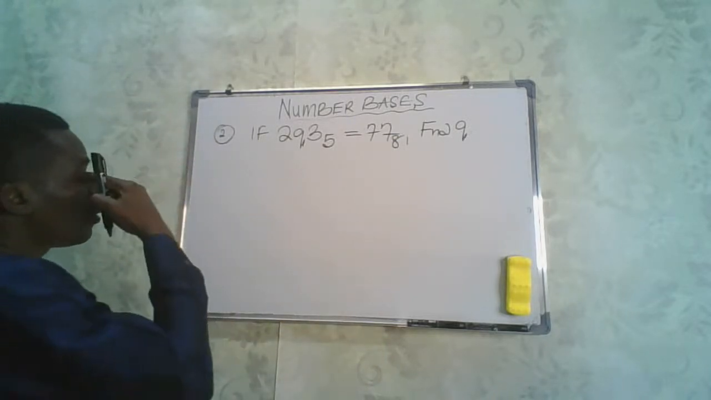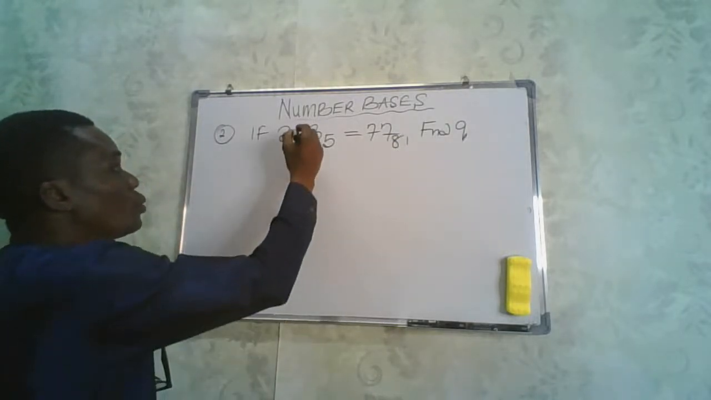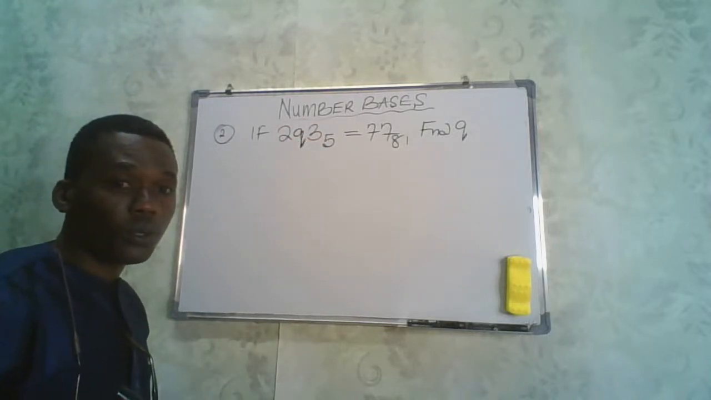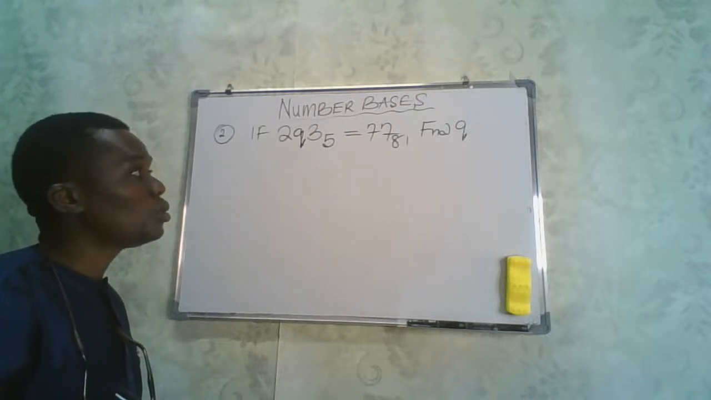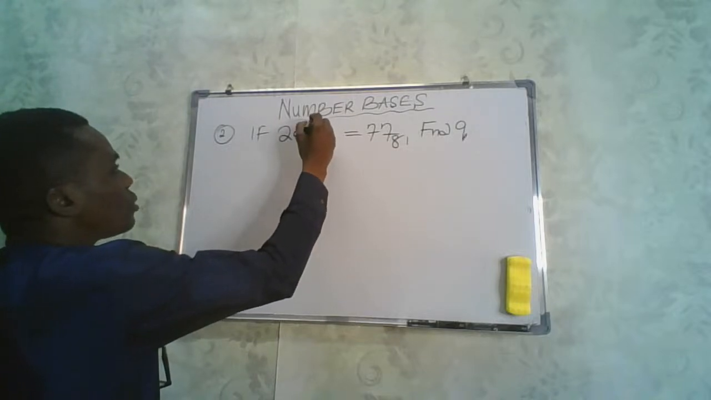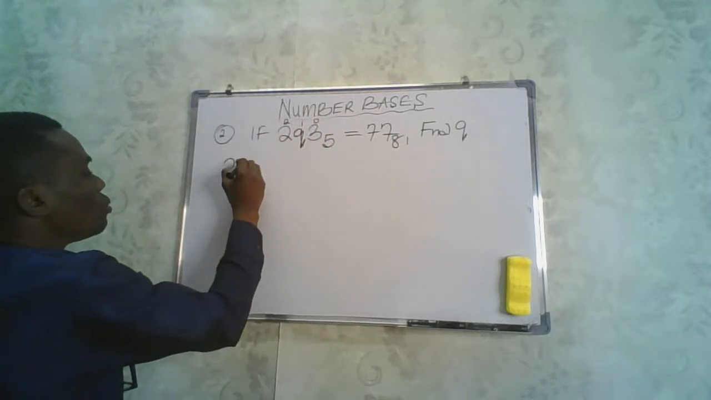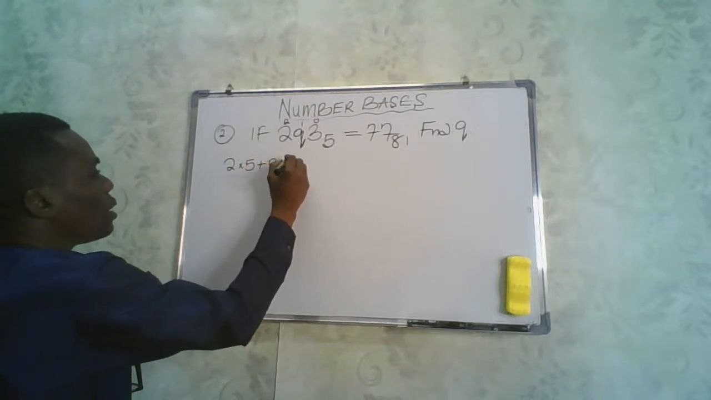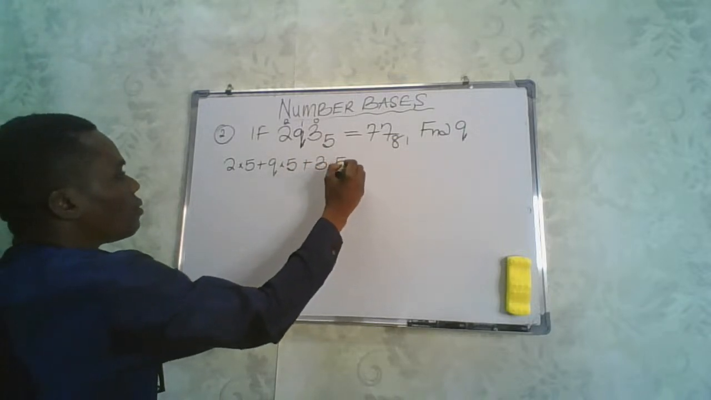Now, let's try this. We're going to convert this to base 10 and convert this to base 10. Because we have a letter here, which is Q, we're not going to use the successive multiplication. We're going to use the power expansion method. So this is going to be 0, 1, and 2. That will give us 2 multiplied by 5 plus Q multiplied by 5 plus 3 multiplied by 5.